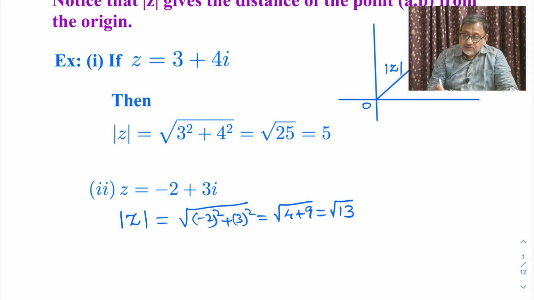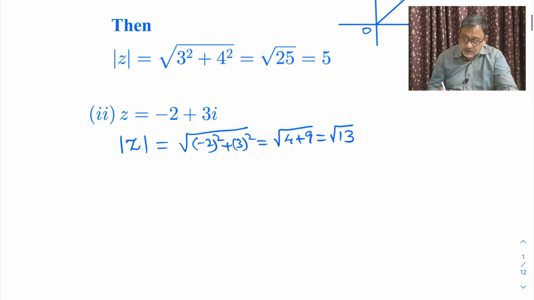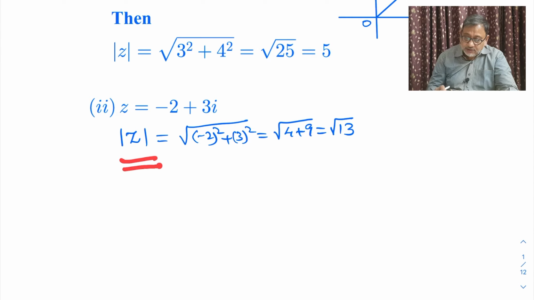Now the second one is z = -2 + 3i. Again, according to the definition, the modulus of z will be the square root of the real part, (-2) squared, plus the imaginary part, 3 squared, which will be 4 plus 9. 4 plus 9 will be 13. So the square root of 13.